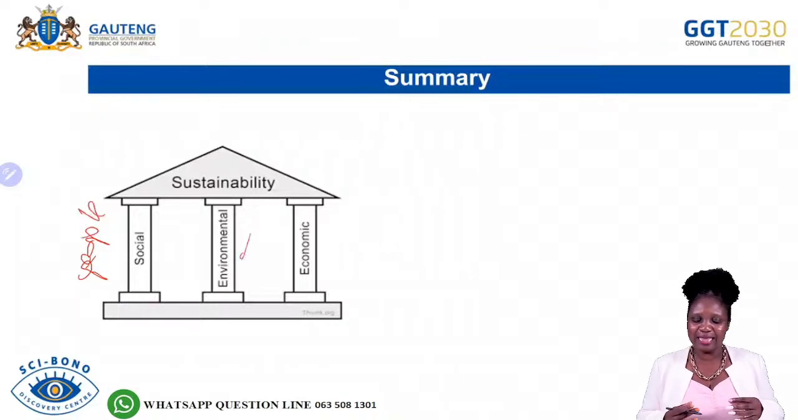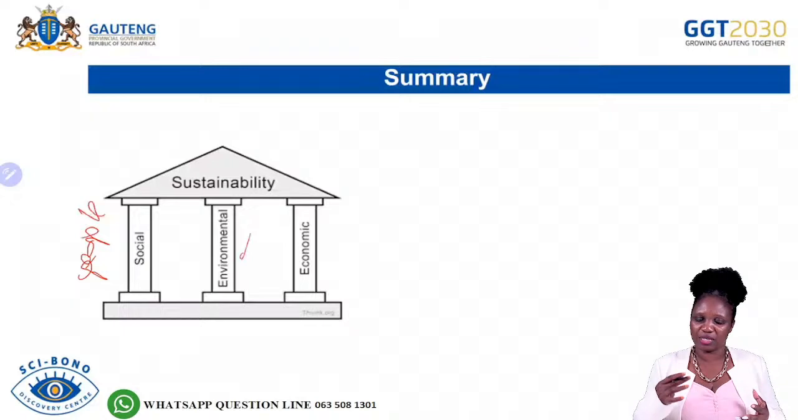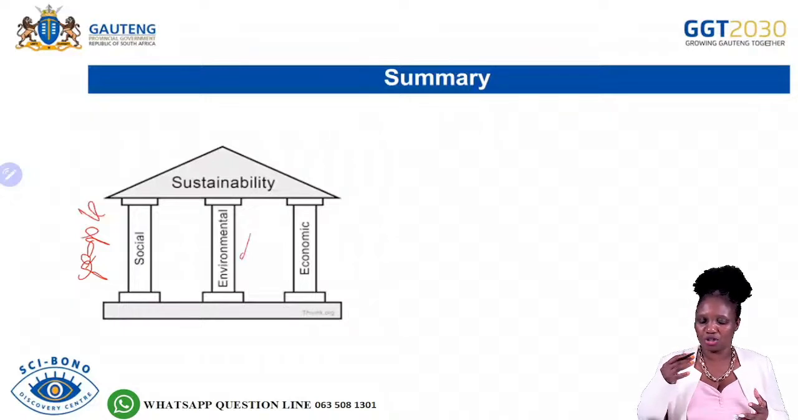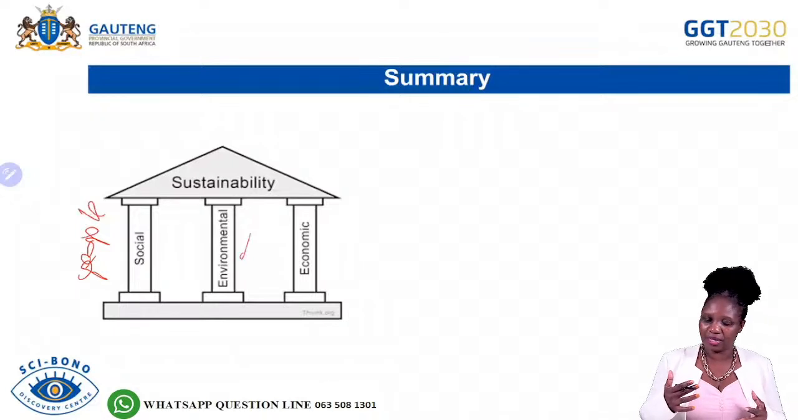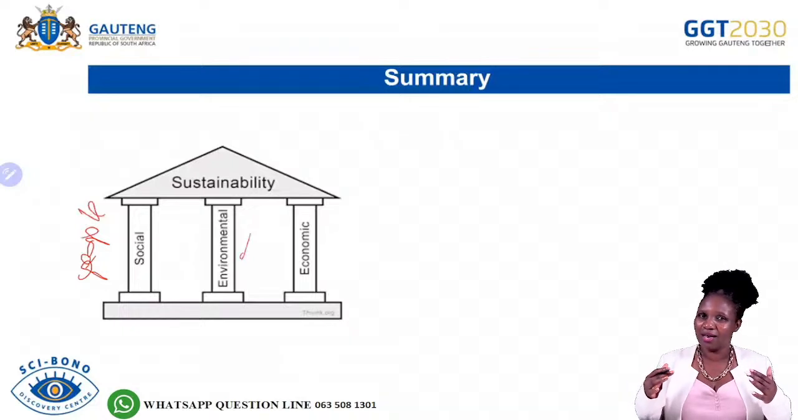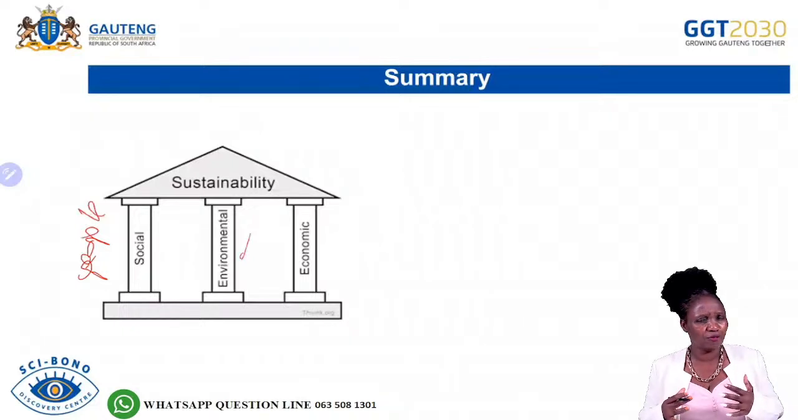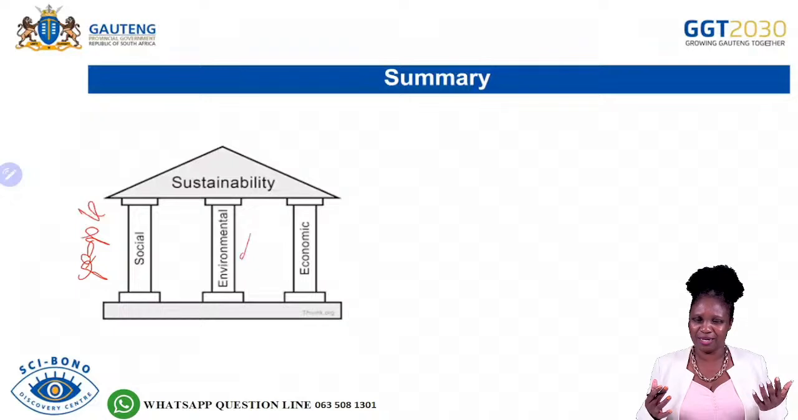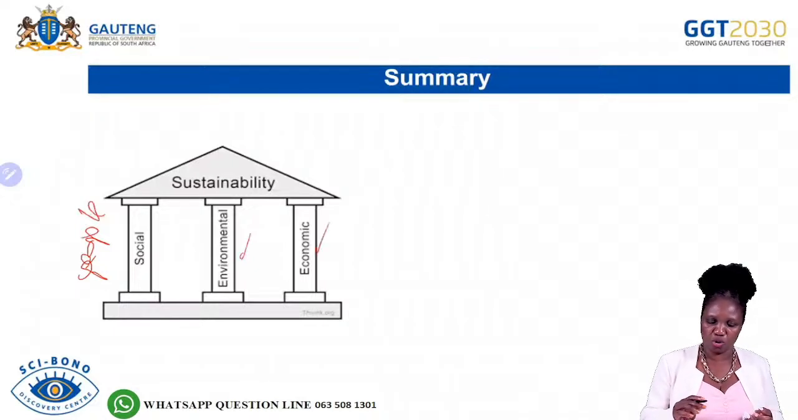All right? And then economic. We are talking about money. When we are talking about economic, we're talking about money. Do you get it? Are we getting money from hosting this global event or not? We are talking about the economy here.